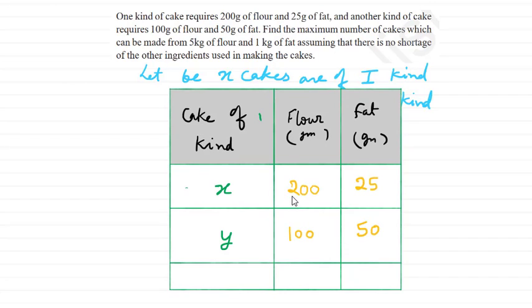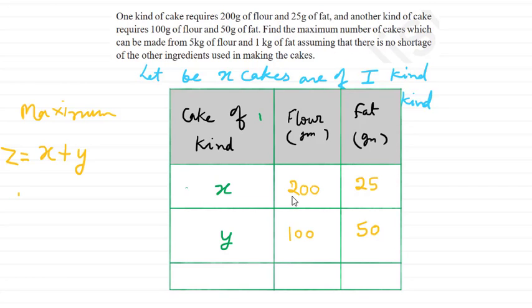Now we have to maximize the number of cakes. So how many cakes will there be? Total x plus y cakes. So that will be our objective. We have to maximize, and that will give you the Z. So Z equals x plus y. So we have to find maximum Z. So this problem is to maximize Z equals x plus y.